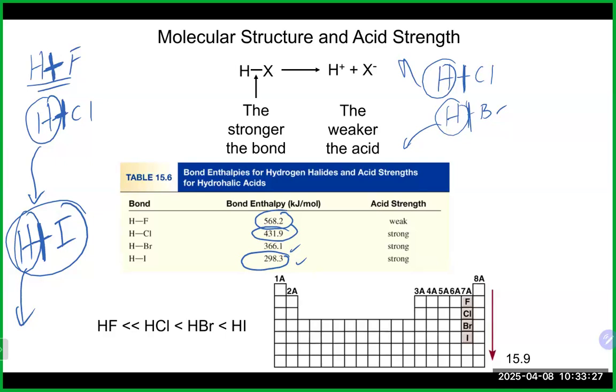So in terms of group 7, where we find most of our acids that do not have oxygen in them, bond strength increases as you go up, and that means acid strength increases as you go down, with HI being the strongest acid. HF is a much weaker acid. Any questions on that there?